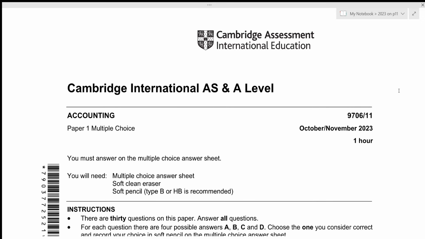And then this video will be going over A-Level Accounting 2023 October-November paper 1-1. This is a multiple choice paper which consists of 30 questions. Each of them will be of 1 mark. And the total time limit given for this paper is 1 hour, which means that in this video as well, we'll be attempting to solve this paper under 1 hour. So without any further delay, let's get started.